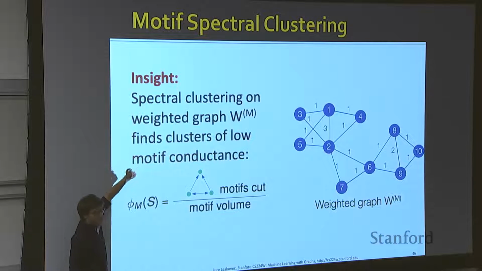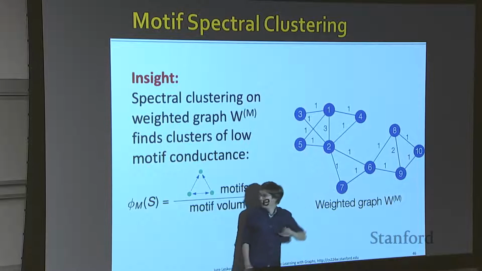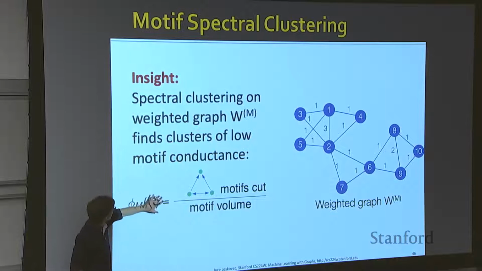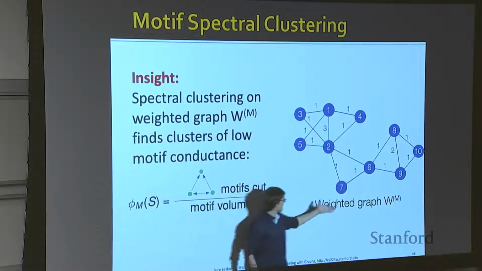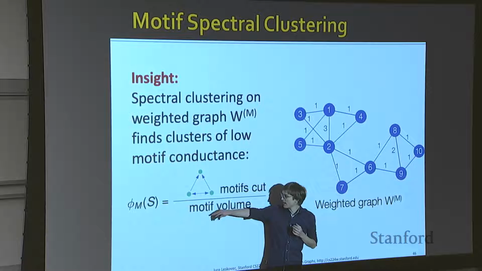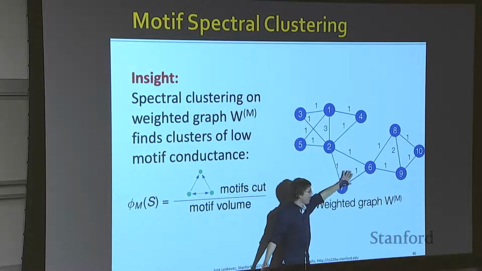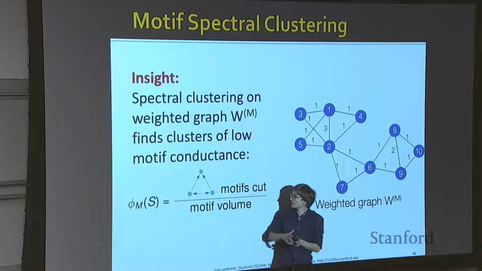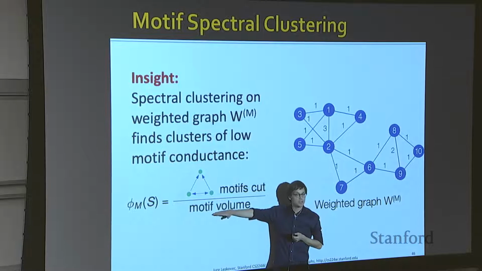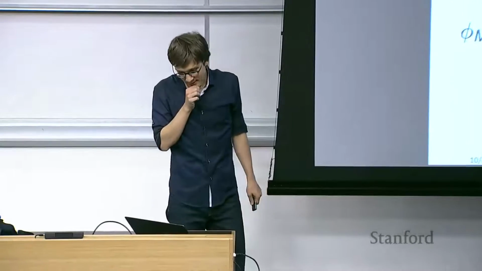If we apply normal spectral clustering to this undirected weighted graph W, then the clusters it will produce will have optimal motif conductance. So essentially, by clustering this graph, we get clusters that optimize motif conductance. Even though the clustering method will optimize edge cut on this, so the normal edge conductance, the clusters we get out will be optimal with respect to this metric as well. Okay? So what does this mean?